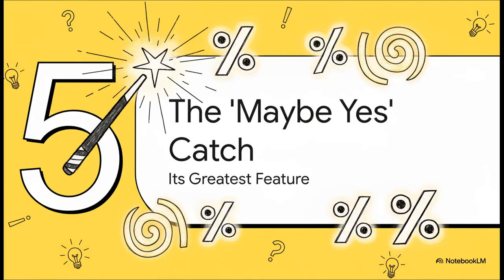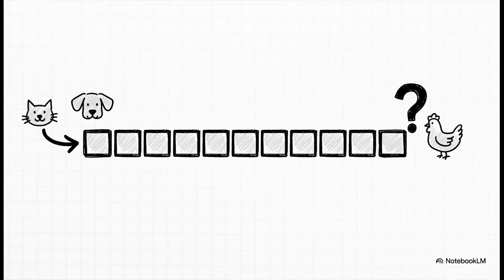And now for the magic. The most interesting part of a Bloom filter is its supposed flaw, which, as you're about to see, is actually its greatest feature. Okay, so remember, so far, we've only added cat and dog. Now, let's see what happens when we check for a username we know we never put in the filter.